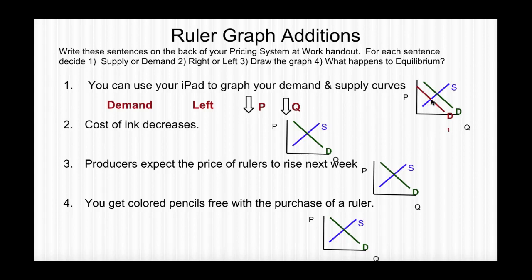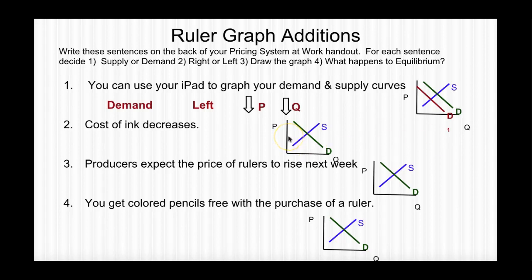All right, what about number 2? The cost of ink decreases. What does ink have to do with rulers? Again, if you remember when we started this, before I had anybody go and sell anything, I told them what it cost to make the rulers. And one of the things that was used to make the ruler was ink, the ink on the ruler for the lines and the numbers and all of that stuff.